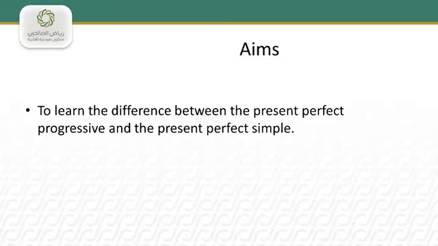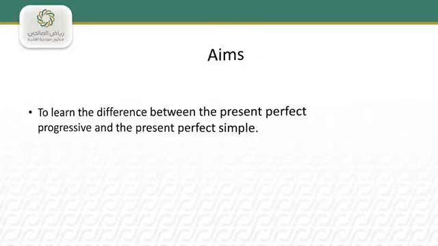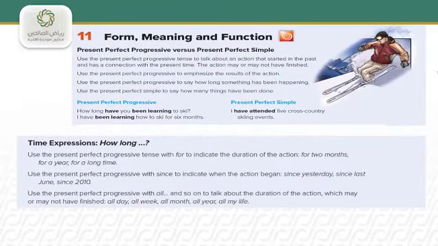We know the forms of both of them. The present perfect progressive form is have or has plus been plus verb ing. And the form of the present perfect simple is have or has plus past participle. What we are going to take today is the difference between them. So number 11, form, meaning and function, present perfect progressive versus present perfect simple.